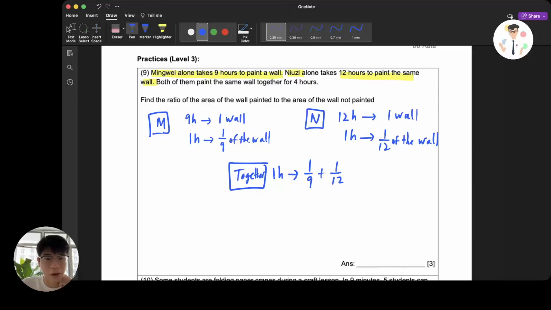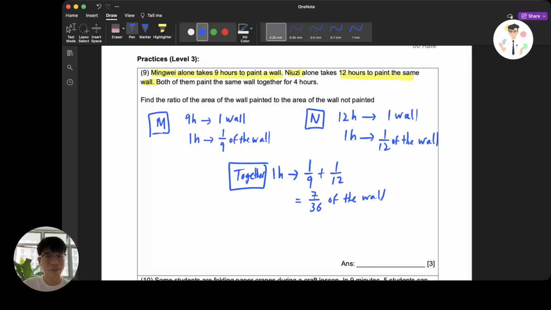In that case, if you use a calculator, that makes it easier for you. You should get 7 out of 36 of the wall. Correct. Now, in 1 hour, they painted 7 out of 36 of the wall. But the question next says what? They both painted the same wall together, that's why together, right? For 4 hours. If in 1 hour you painted 7 out of 36, 4 hours will be what? You just times 4, right? And you should know it's 7 out of 9 of the wall.